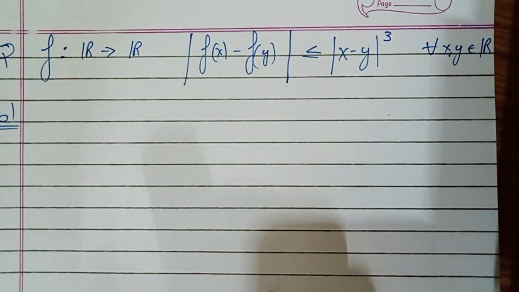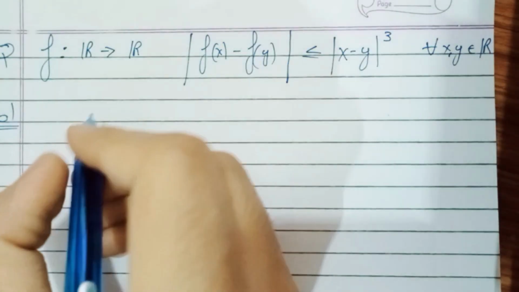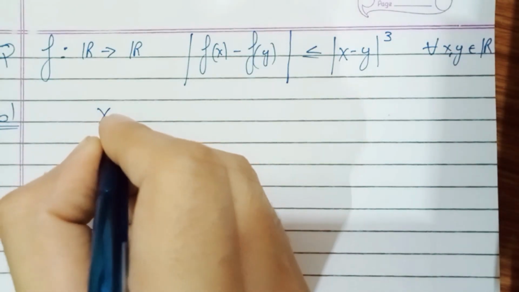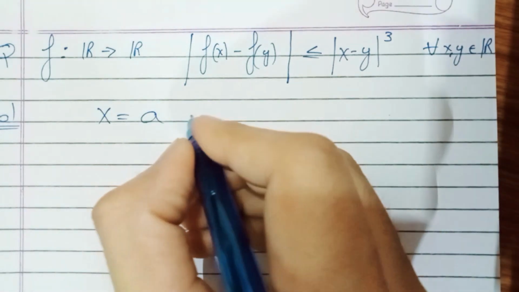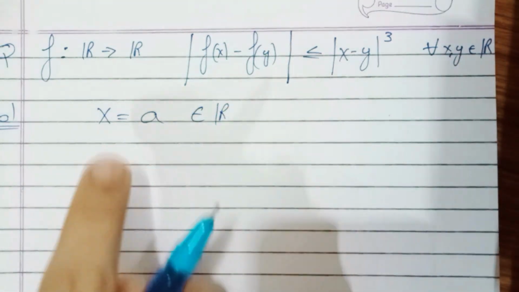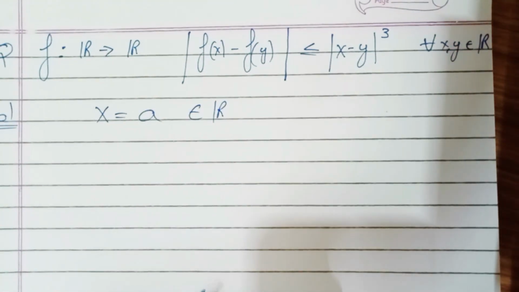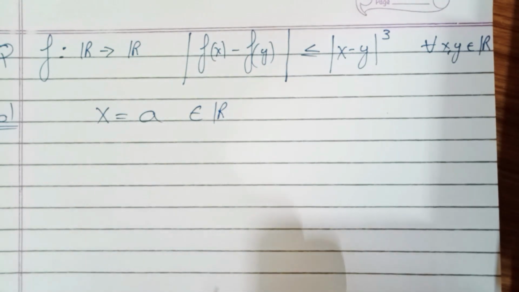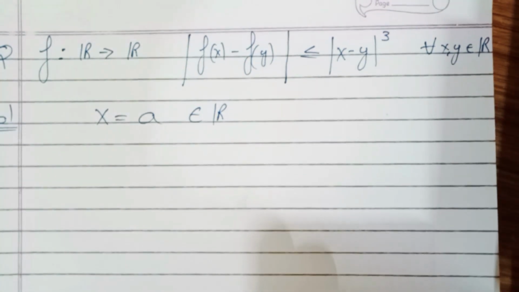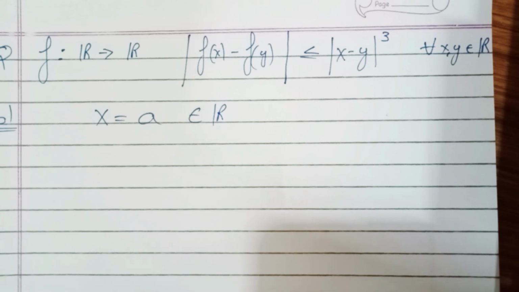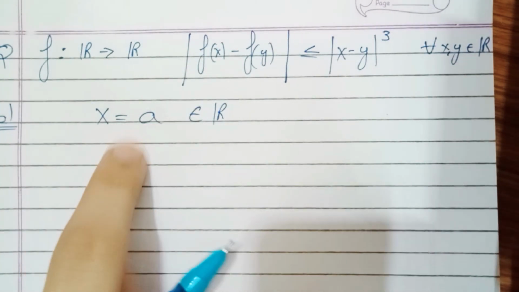In this problem, first we will fix x. Let's take x to be any real number. We've taken x to be a. And what is a here? A is any real number. You can take it to be anything: 5, 6, 2, root 2 pi, anything. So we have fixed x.